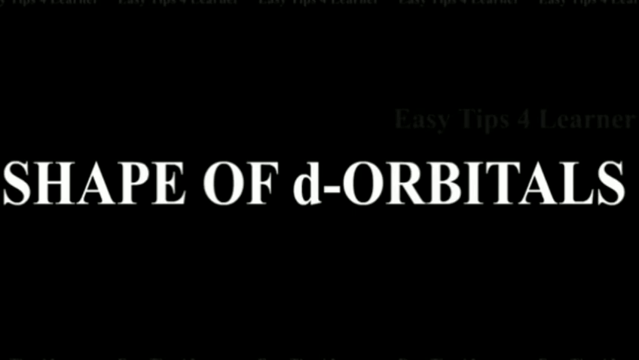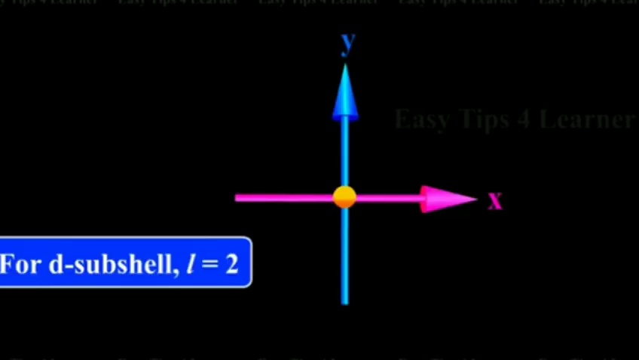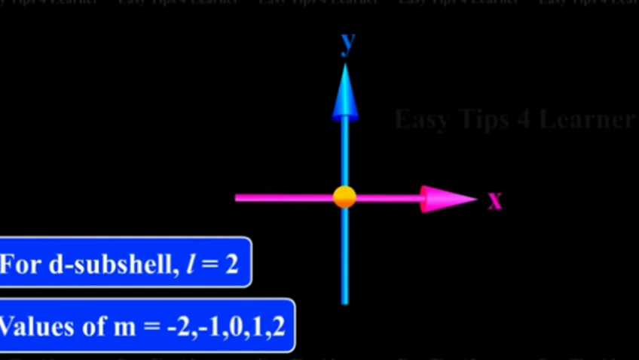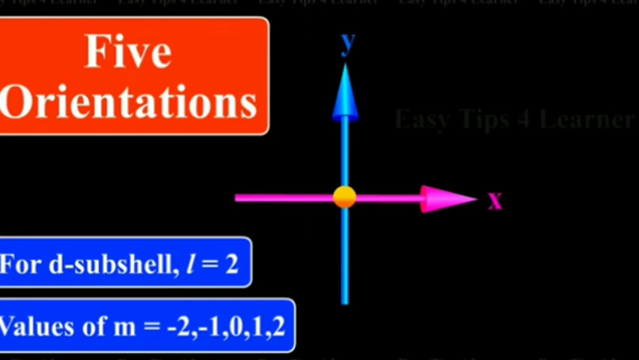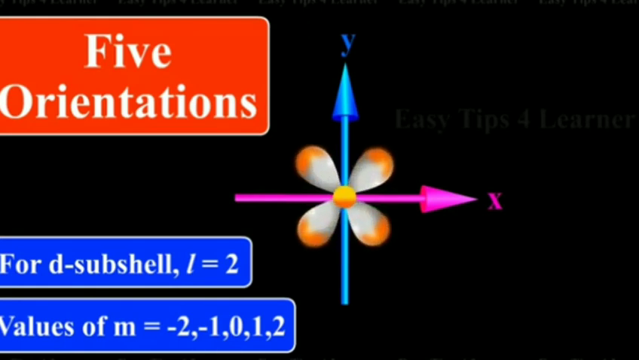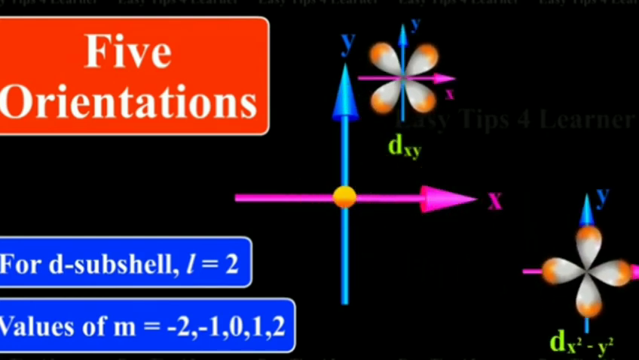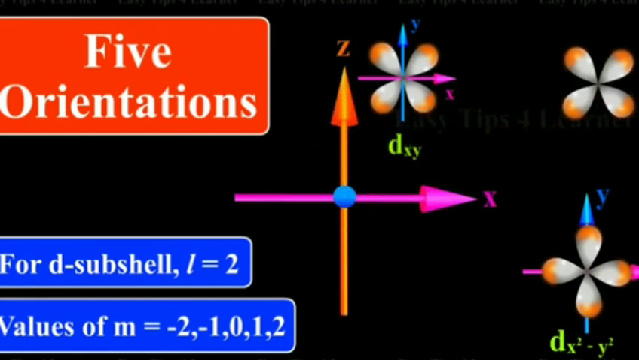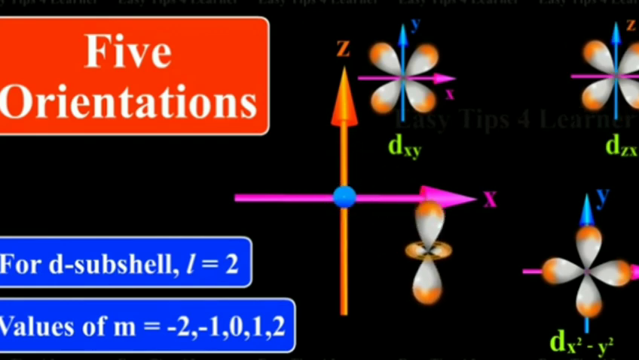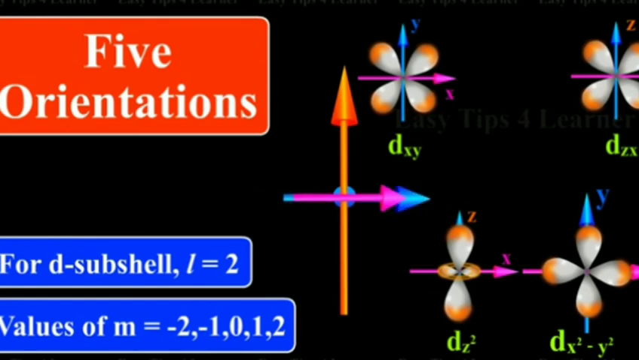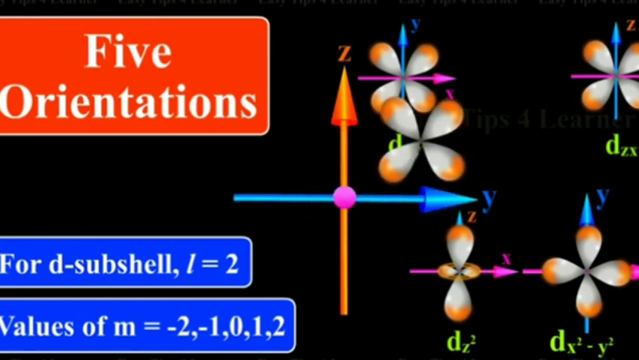Shape of d orbitals. For d subshell, l is equal to 2. There are 5 values of m, namely -2, -1, 0, 1, 2. It means d orbitals can have 5 orientations. These are represented by dxy, dx square minus y square, dzx, dz square, and dyz.